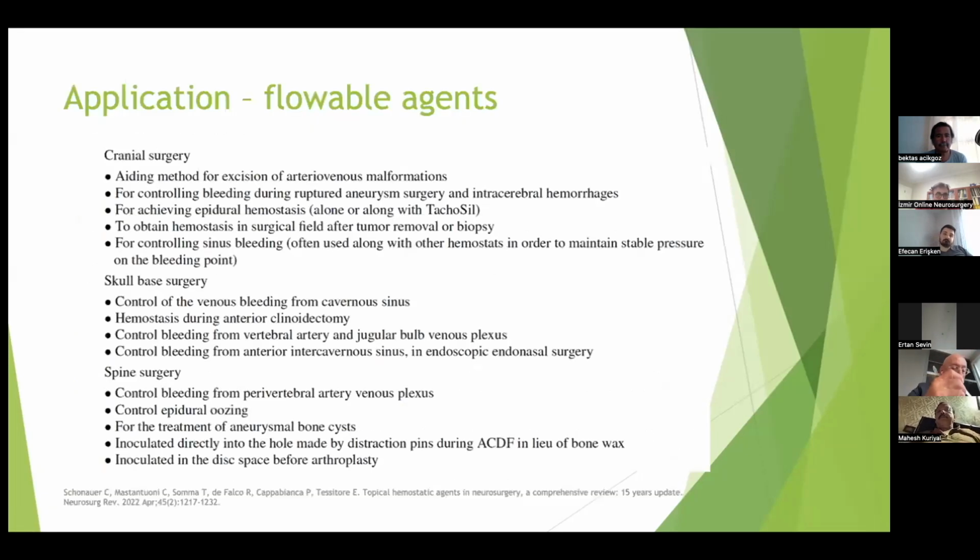Now there are lots of applications associated with the flowable agents. So it aids in the excision of arteriovenous malformation, achieving hemostasis in the epidural plane, obtaining hemostasis after tumor removal or biopsy. If there is bleeding from the cavernous sinus, we can use it after anterior clinoidectomy. So there are lots of uses essentially.